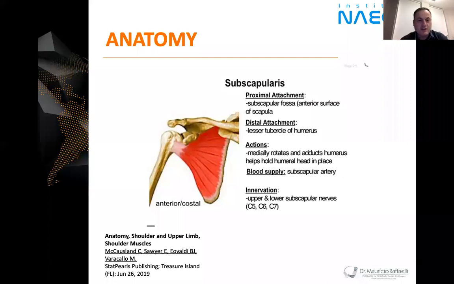And just like Dr. Amr, I would like to talk a little about anatomy. To understand the subscapular lesion, I would like to have a brief review of the anatomy of the subscapularis. The subscapularis origin is from the anterior surface of the scapula, and its insertion is in the lesser tuberosity of the humerus. It has blood supply through the subscapular artery, and innervation from the upper and lower subscapular nerve.